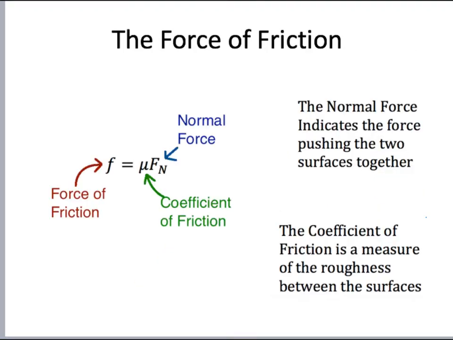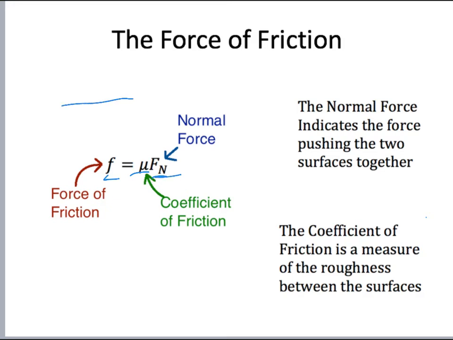So the next thing I want to do is write down an expression that gives me what I know about friction in terms of the parameters that the force of friction depends on. So I've got an equation, F is equal to mu times the normal force, F sub n.